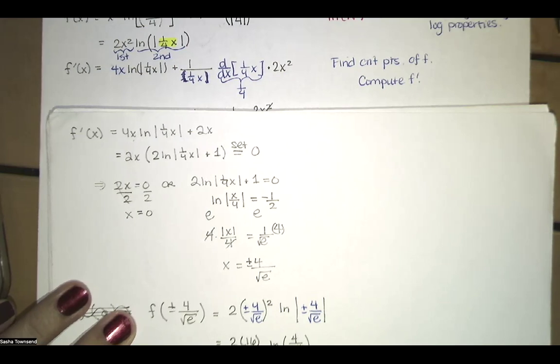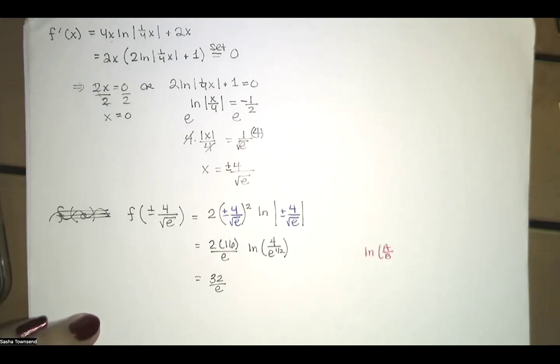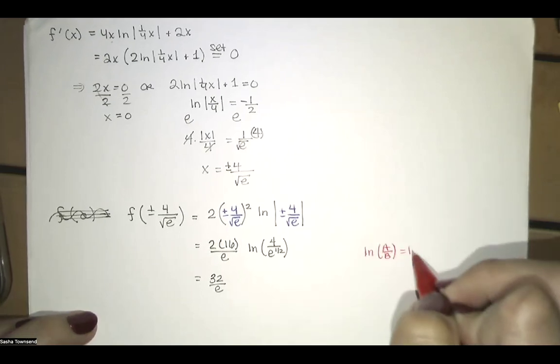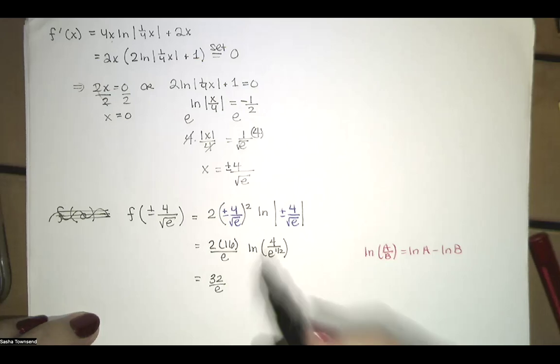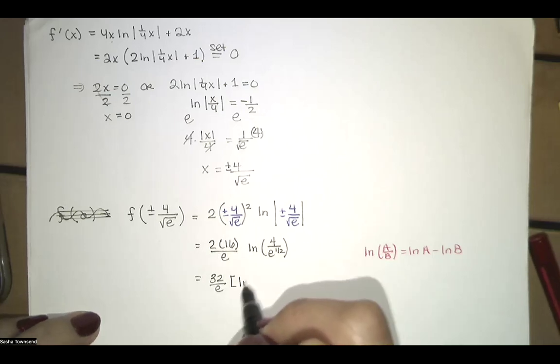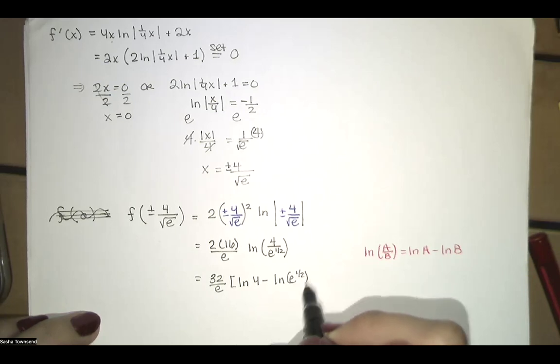And then I have natural log of a quotient. We've got that log property that allows us to simplify. Log of a quotient, whoops, you guys can't see that. There we go. Is log of the numerator minus log of the denominator. So this expression is actually log of 4 minus log of e to the 1/2.